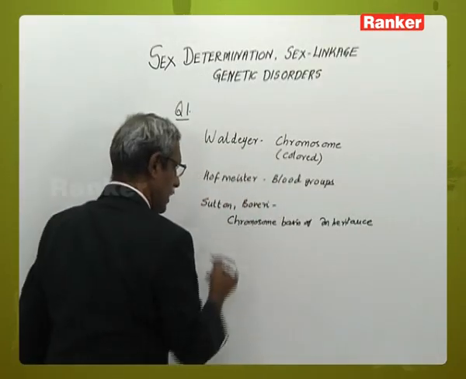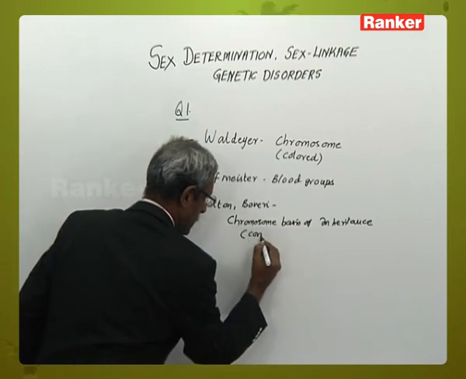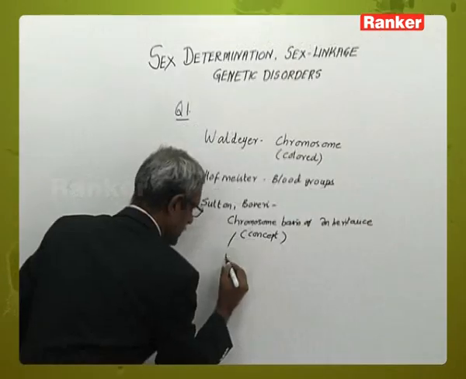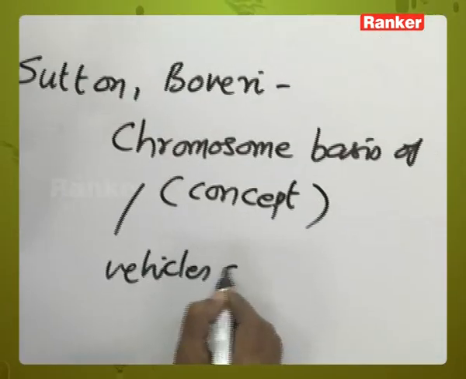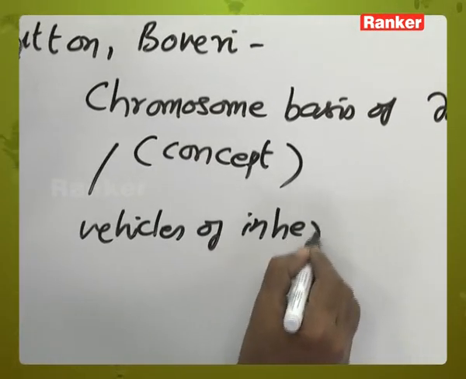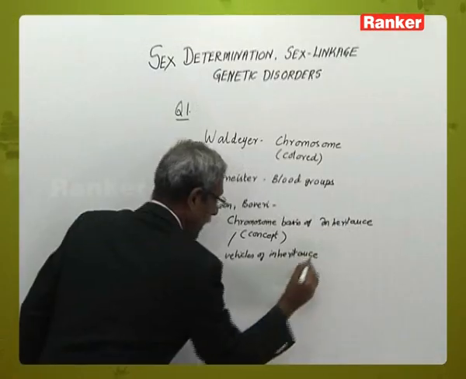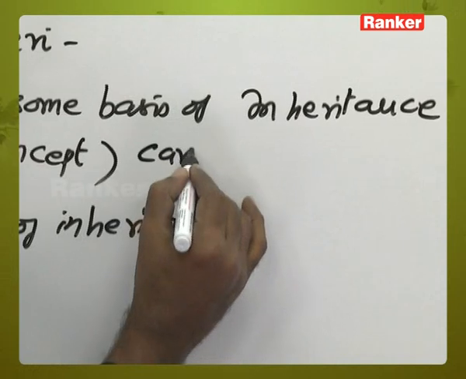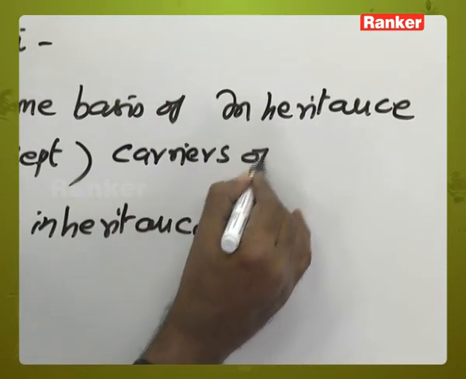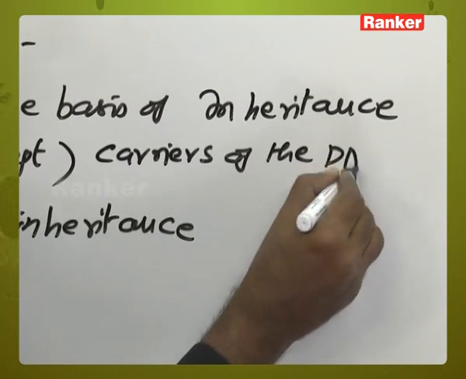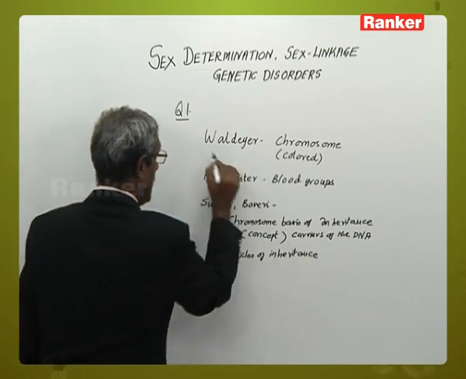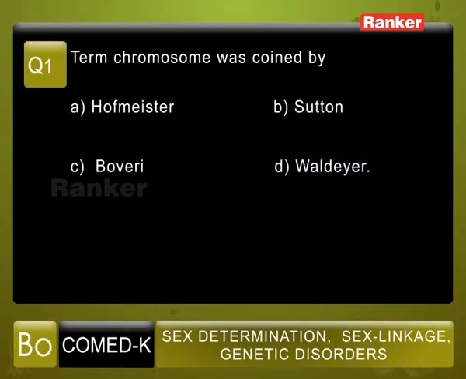That is, they are associated with the concept of the chromosome as the vehicles of inheritance. Chromosomes are the vehicles of inheritance, or they are the carriers of the DNA. Thereby, for question number 1, the correct answer is Waldeyer. D is the right answer, which says Waldeyer is always associated with chromosomes.